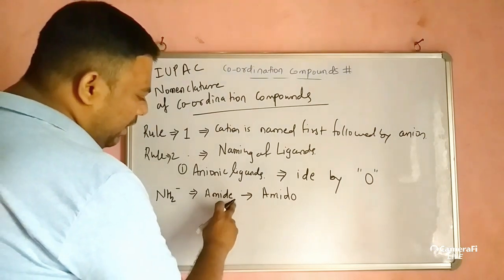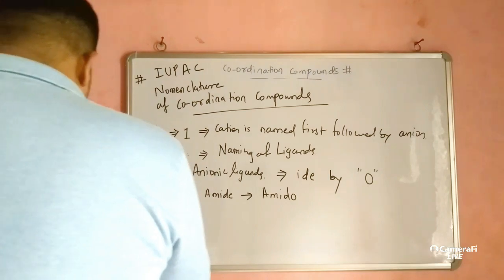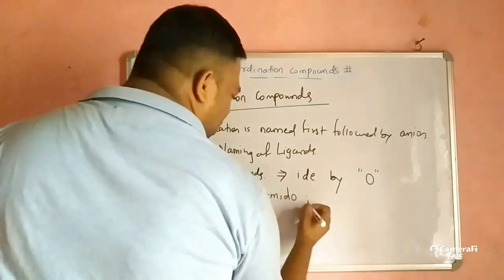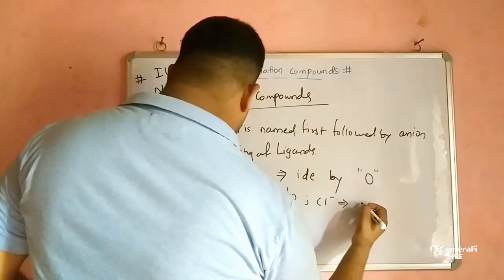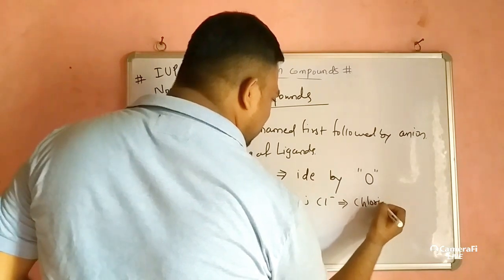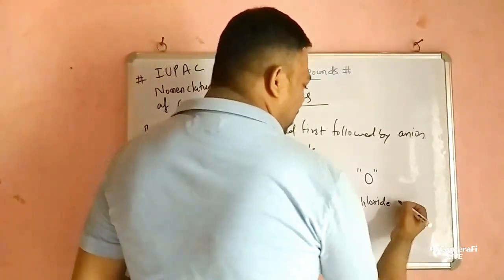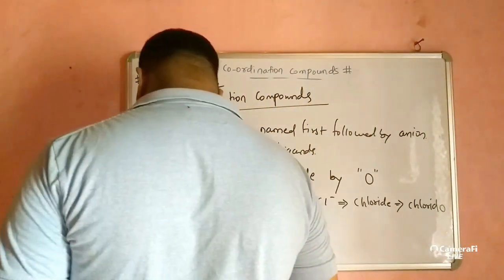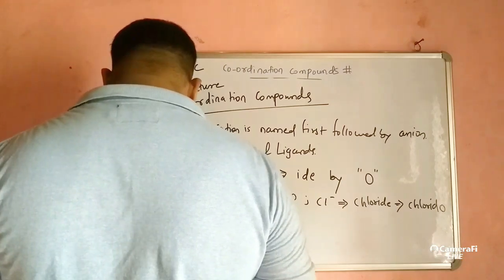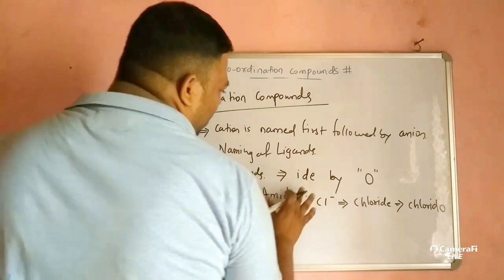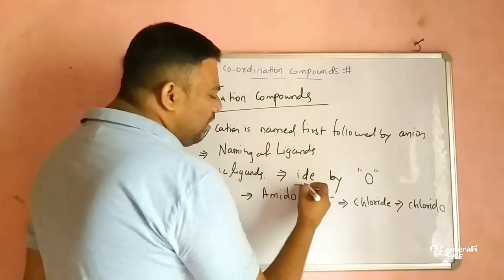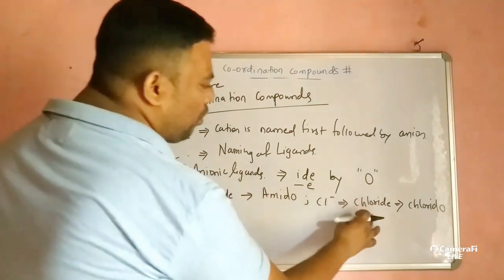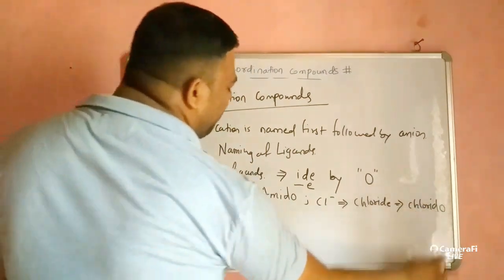Somewhere the -ide, or only the E, is replaced by O. Suppose here I write Cl minus, generally called chloride. The coordination name of this is chlorido. Whatever ends in -ide, if this E is replaced by O, then it is okay. So amide is amido, chloride is chlorido. Only E is replaced by O.